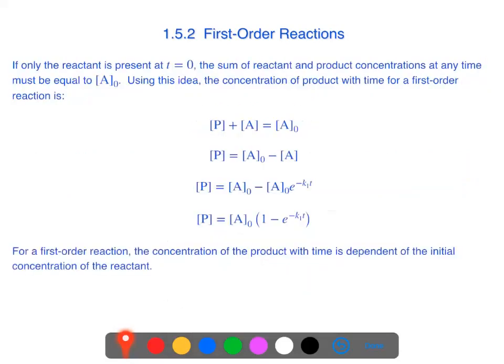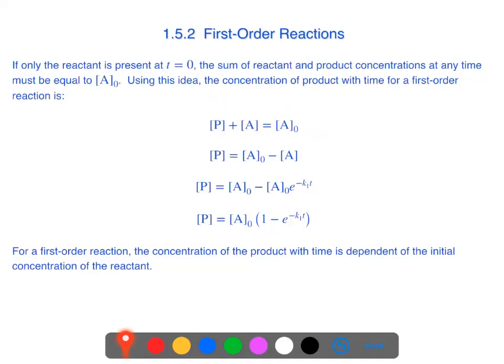Now, if only the reactant is present at t equals 0, the sum of the reactant and product concentrations at any time must be equal to A naught. Using this idea, the concentration of product with time for a first order reaction can be determined. And so this is a very similar analysis to what we just showed you in the previous video for zeroth order reactions, where we can equate the initial concentration of A to the sum of the product and the concentration of A at any point in time.